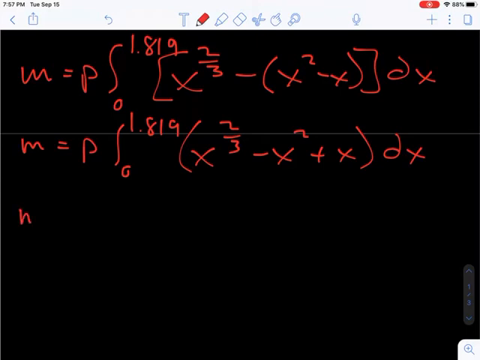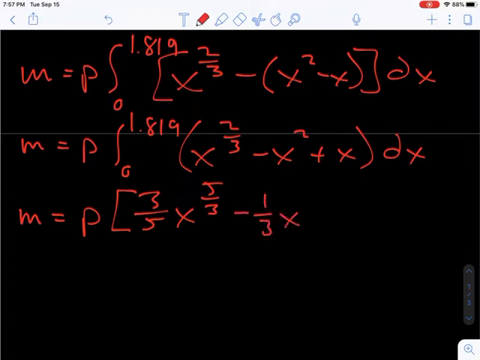So we have m is equal to rho times x to the 2/3 raised to the 1 power, would be 3/3, that's 5/3. So 3/5 x to the 5/3 power minus 1/3 x cubed plus 1/2 x squared. And that's being evaluated from 0 to 1.819. Now, there's no way I'm actually going through and evaluating all of this at 1.819.